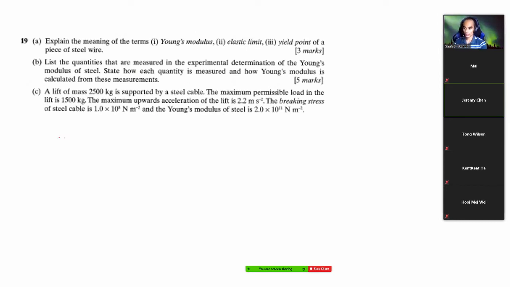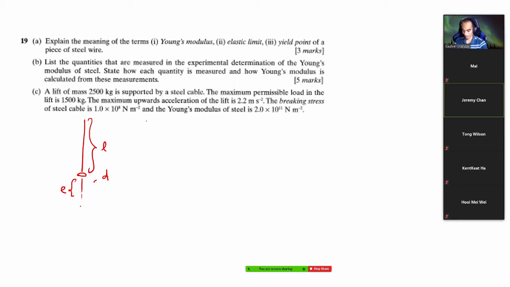So we have a wire. The things that we can measure are the length of the wire, which we put as L, and the diameter of the wire, which we put as D. The extension, how it extends, we put as E.